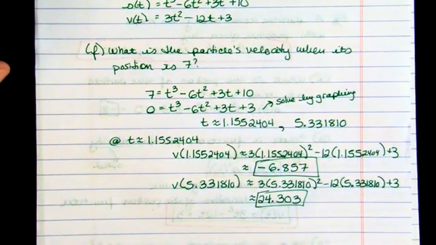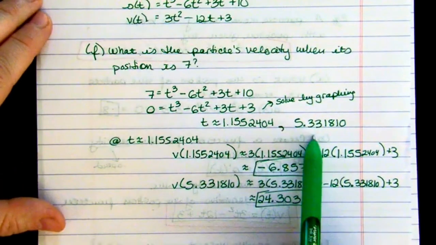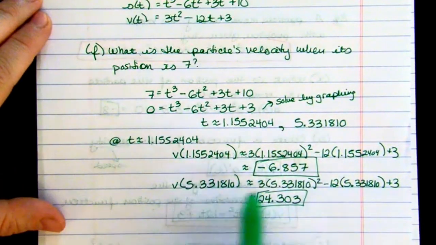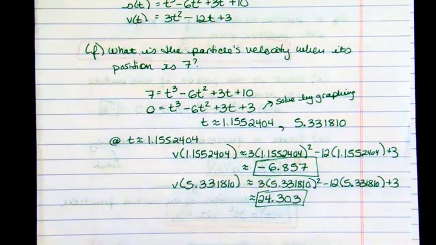What's the velocity when its position is 7? Well, I couldn't do that directly. I first had to figure out the 2 times when the position was 7. Then I plugged those into my velocity formula and got the velocity at those 2 times.